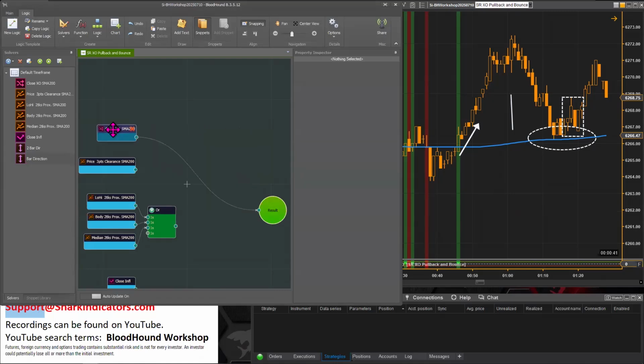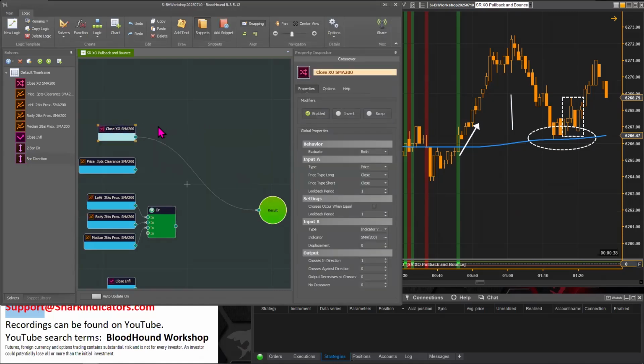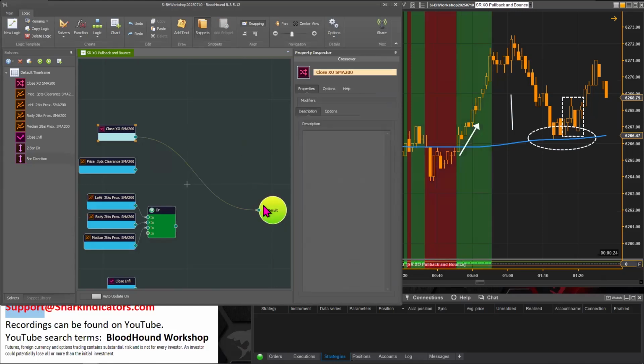Actually, no, you know what? I could use a signal extender, or I could use this look back period. That's actually built into the crossover solver here. And the look back period actually has some advantages here. Let me put it to 10. And so we can see it takes this long cross up and extends it forward 10 bars.